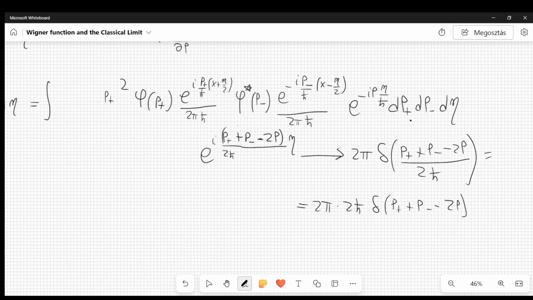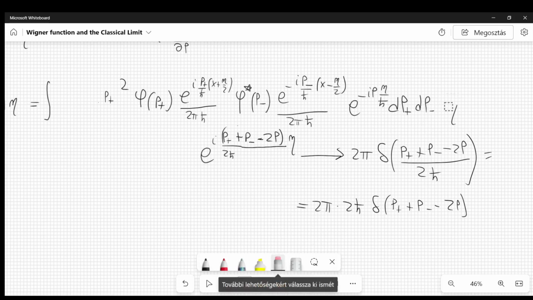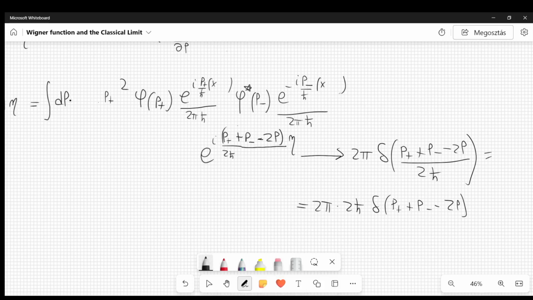After you integrate over eta, you remove the integral over eta here. So we get rid of this exponential, and then we get rid of this eta over 2. Eta over 2 here will disappear as well. And let me put dp plus dp minus here, and here we have 2 pi times 2h bar delta of p plus p minus minus 2p.